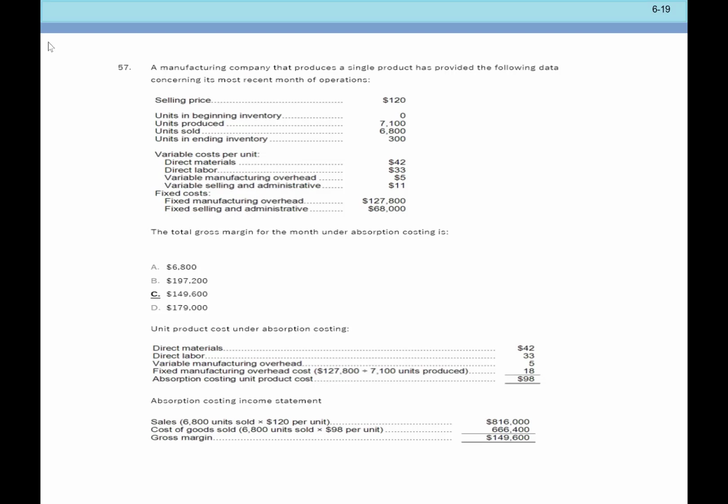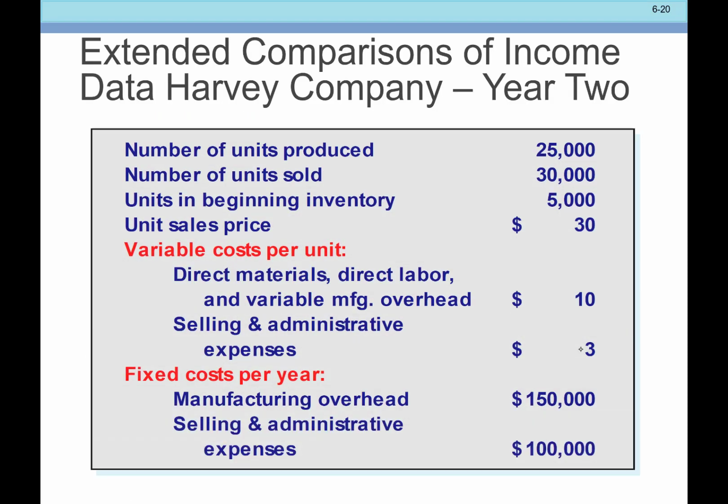Okay, if you're trying to figure out your product cost for absorption costing, you take direct materials, direct labor, variable manufacturing overhead, and fixed manufacturing overhead to come up with your product cost per unit. That's absorption. If you're doing variable, then your product cost consists of only your variable costs.